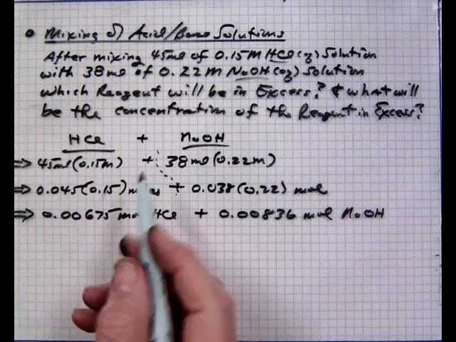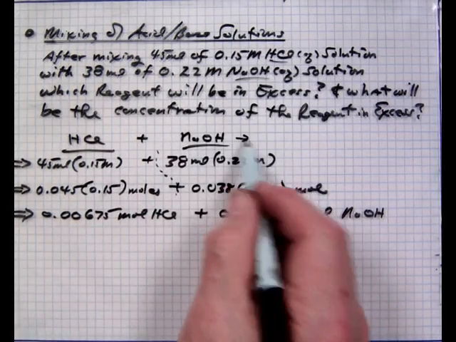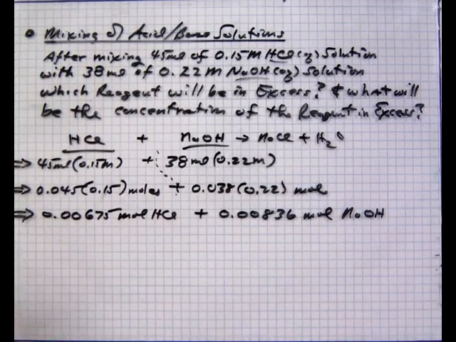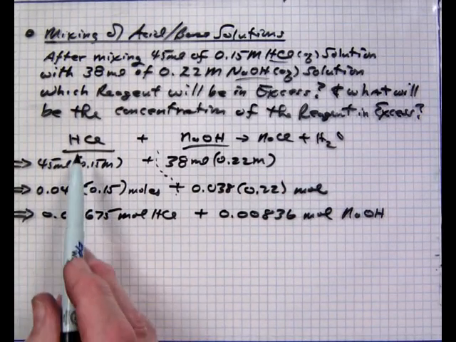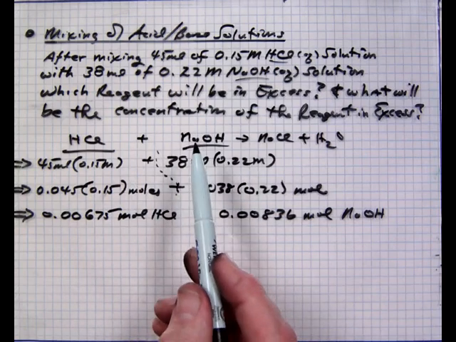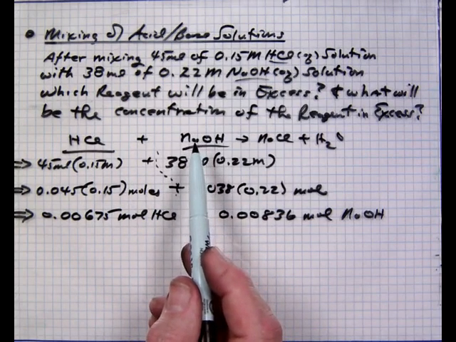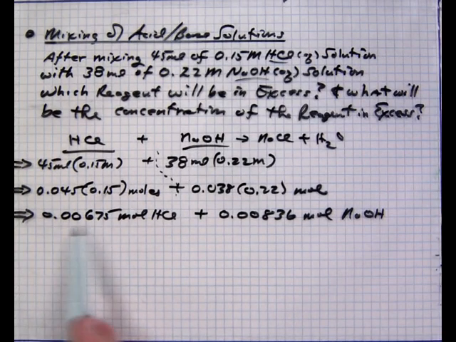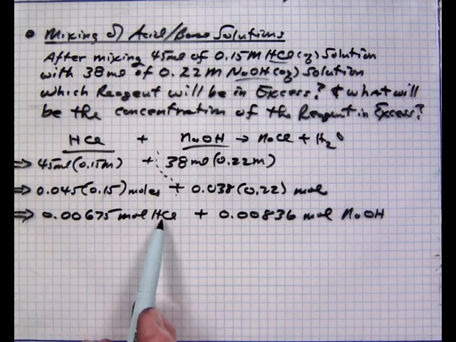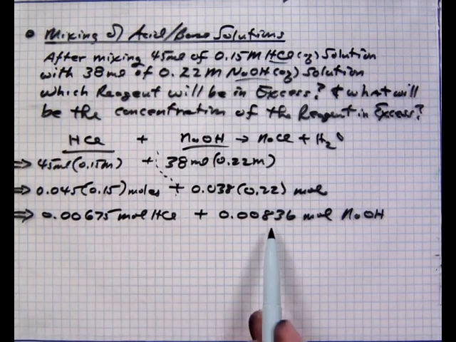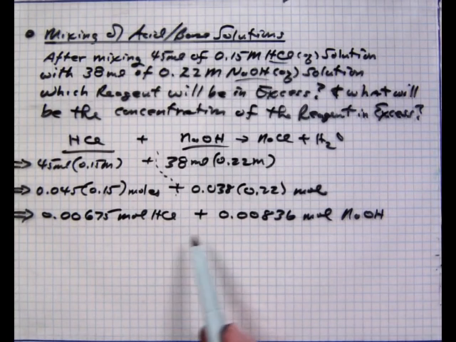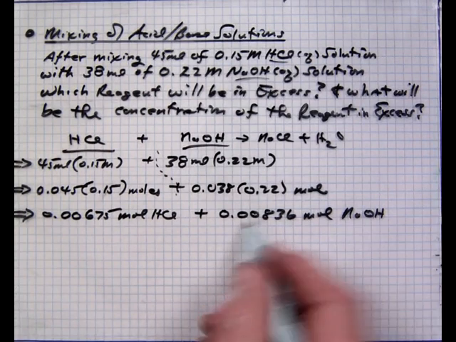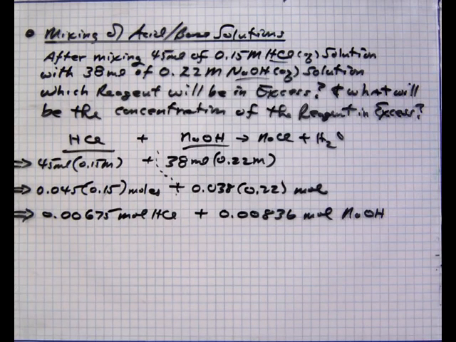Since the equation HCl plus NaOH goes to NaCl plus H2O is a 1-to-1 metathesis reaction, that means moles of hydrochloric acid reacts stoichiometrically, or 100%, with equal moles of sodium hydroxide. So if I have 0.00675 mole of HCl, all I'm going to use is 0.00675 mole of sodium hydroxide. So, and the excess will be sodium hydroxide.